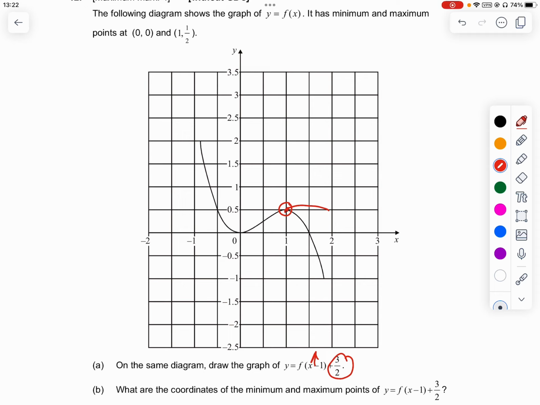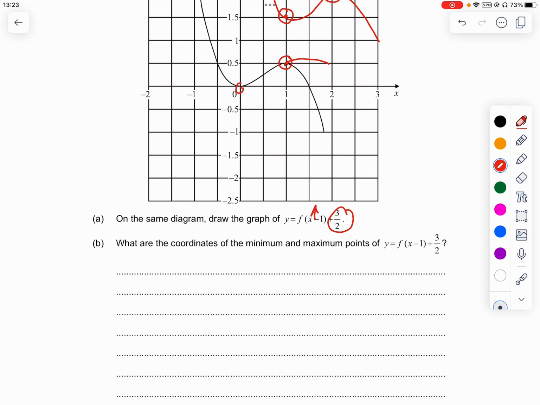So what should I be doing over there? Now 1 comma half will become 2 comma 2. So this is the point, and this point 0 comma 0 will become 1 unit right, so 1 comma, and it moves 3 upon 2. So mark those points, 1 comma 3 upon 2 and 2 comma 2. So it goes in this way approximately. That should be the shape of the graph.